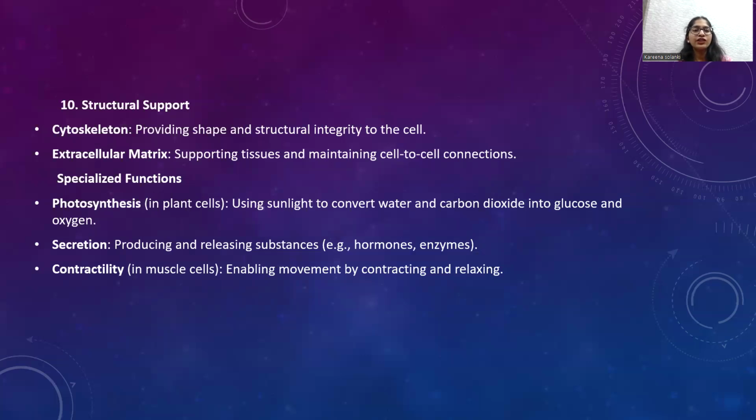Structural support, cytoskeleton, providing shape and structural integrity to the cell. Extracellular matrix, supporting tissues and maintaining cell-to-cell connections. And some specialized functions are, first one is photosynthesis. It is using sunlight to convert water and carbon dioxide into glucose and oxygen. Secretion, producing and releasing substances, example, hormones, enzymes. Contractility, enabling movement by contracting and relaxing.